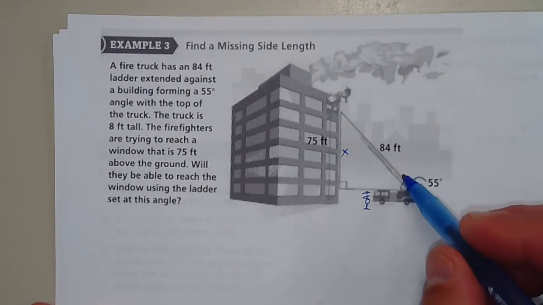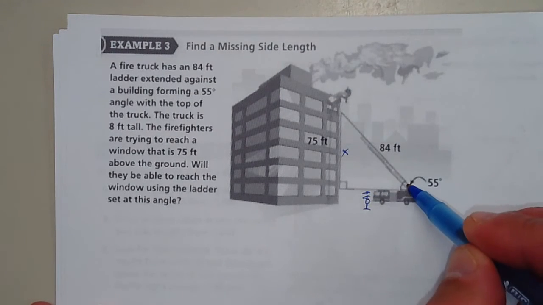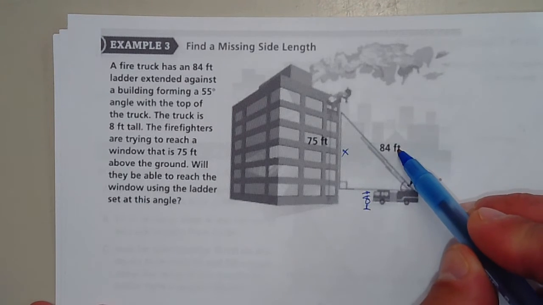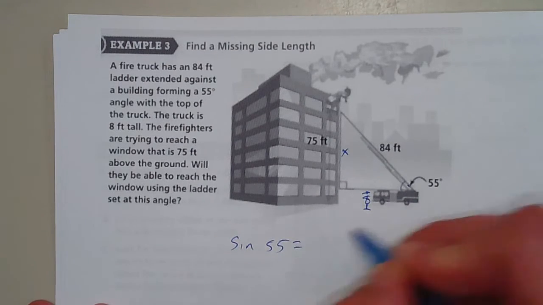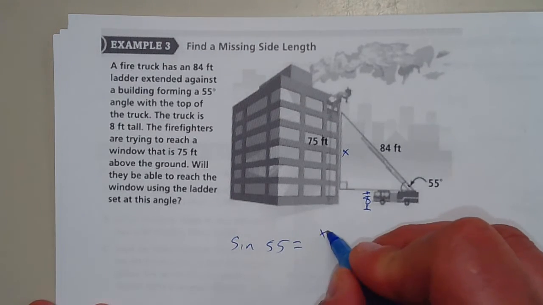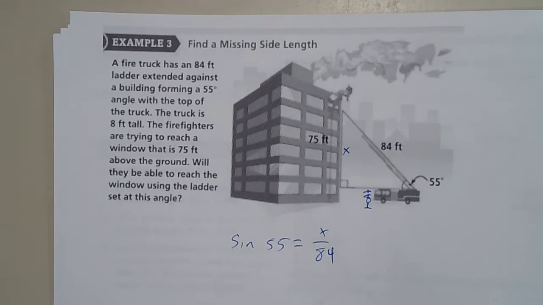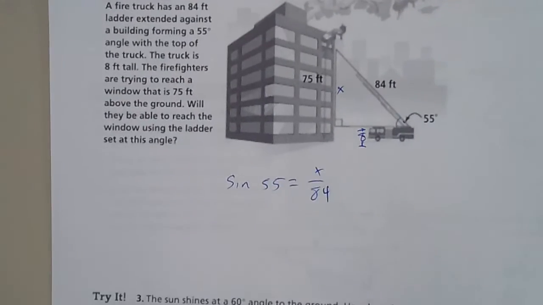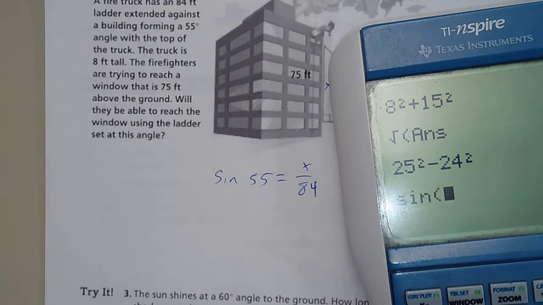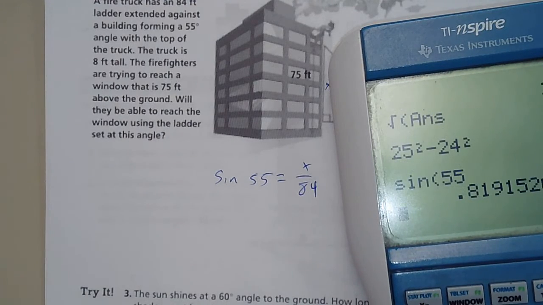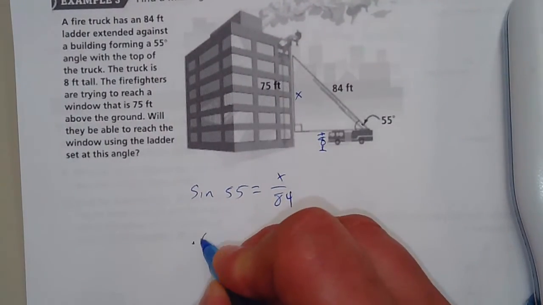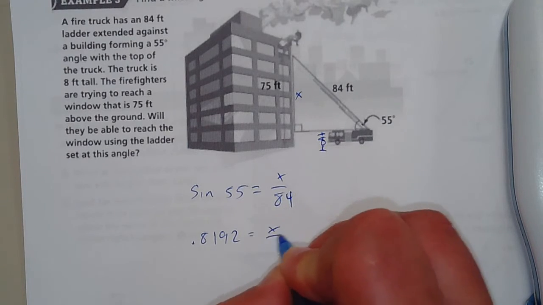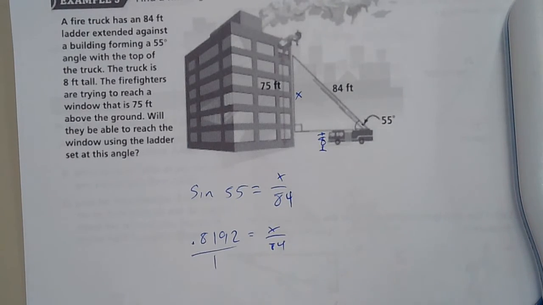So with what we have, looking at just our right triangle, we have our angle. We want the opposite, and we know the hypotenuse. So opposite hypotenuse is a sine problem. So sine 55 equals opposite over hypotenuse, x over 84. And we're going to solve this little guy out. Sine 55 is a number, right? So sine 55, double check you are in degree mode, which I am. So 0.8192 roughly equals x over 84.